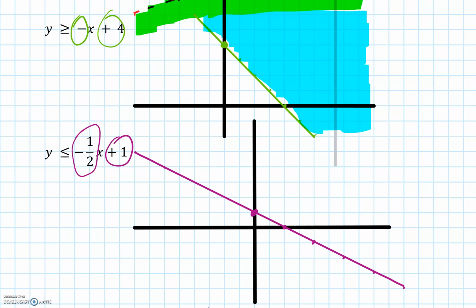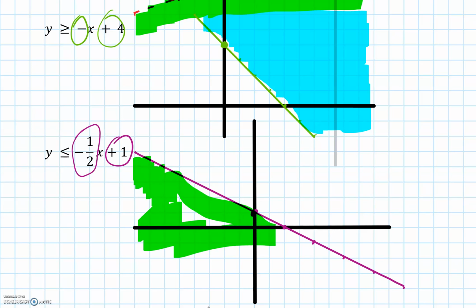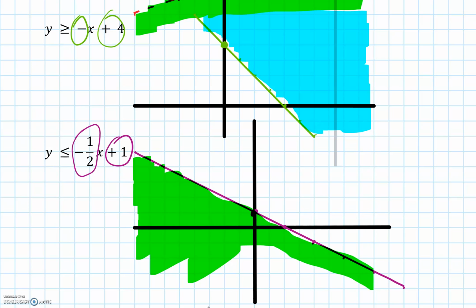So close enough. And now we have to shade. Now it is less than or equal to. Y is less than or equal to our values. So any y value less than this line shows us that y is less than or equal to our values, because it's literally less than our line.